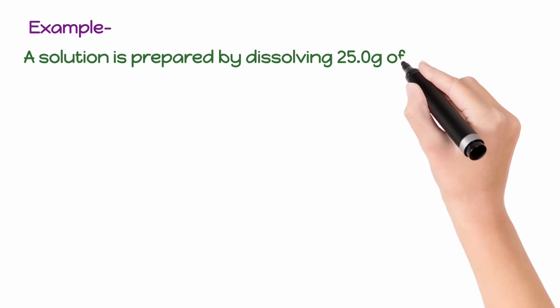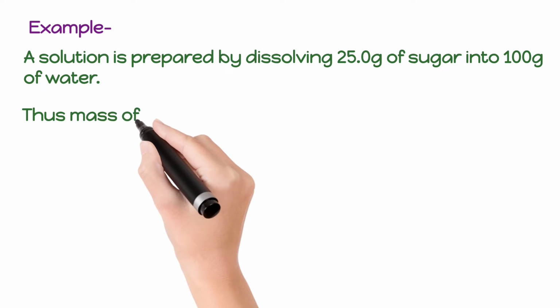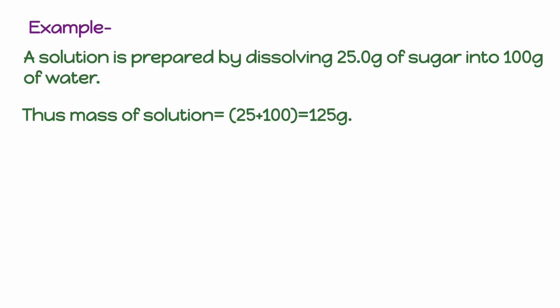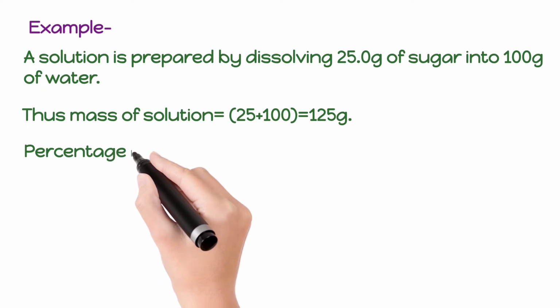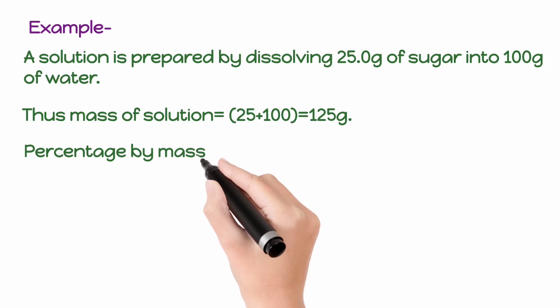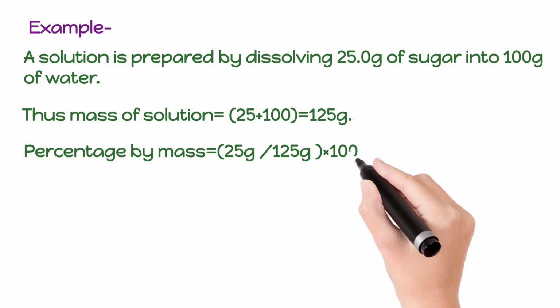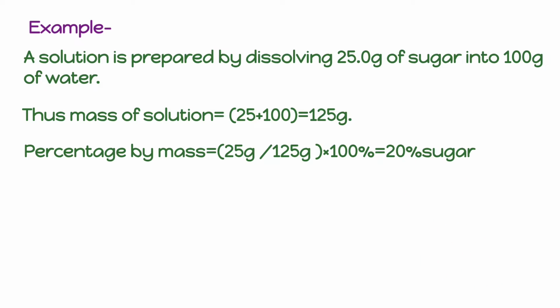Suppose a solution is prepared by dissolving 25 gram of sugar in 100 gram of water. Thus the mass of solution will be the mass of solute plus the mass of solvent, equals 25 plus 100, that is 125 gram. The percentage by mass is calculated as follows. Percentage by mass equals mass of solute A in the solution divided by total mass of the solution, into 100, equals 25 gram by 125 gram into 100%, equals 20% of sugar.